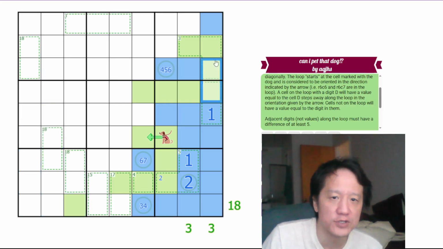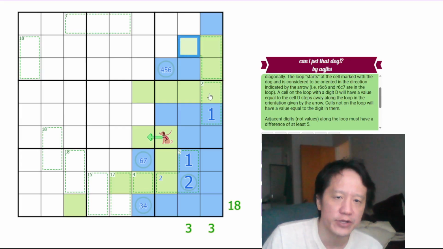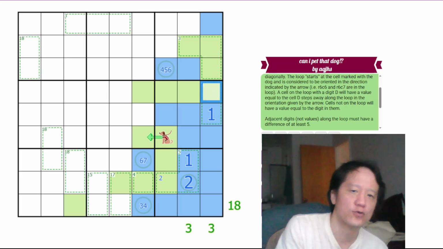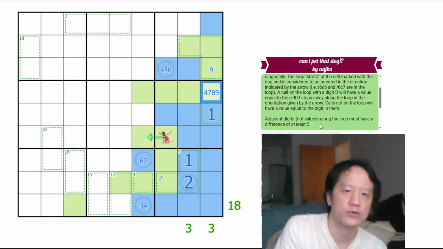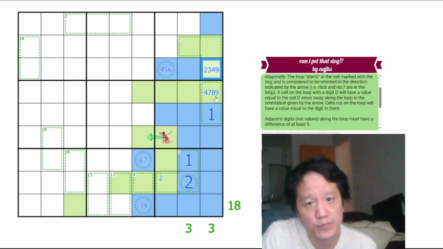So the loop goes this way. So this cannot be 1, 2, or 3, because this has to have a value of 1. So it cannot be 1, 2, or 3. It could be 4. So this could be 4, 6, 7, 8, 9. That means this can't be 1. So this can't be 6, actually. The 4 could be next to a 9, or the 7, 8, 9 could be next to 1 through 4, but this can't be 1, so this is 2 through 4.